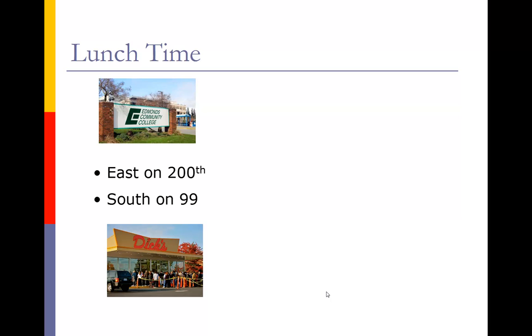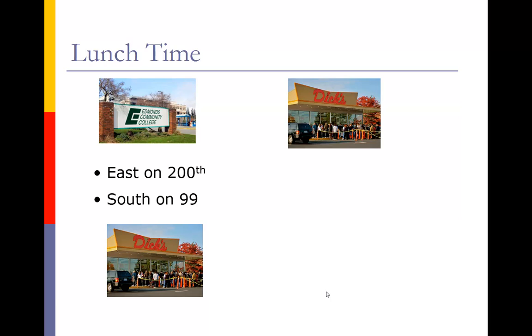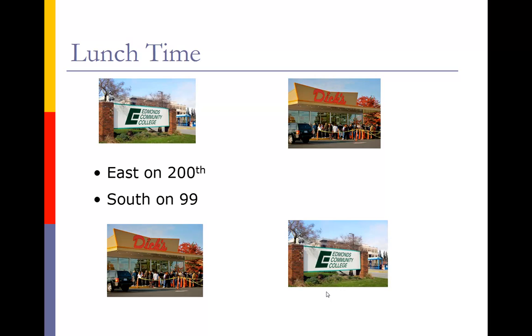Now, inverses are about going backwards. How do I go if I'm now starting at Dick's and I finish my lunch? What are the directions to get me back to school, back to the office? I want to start at Dick's and end up at the community college. We've reversed. Our input and output got switched around. The X's and Y's get switched around.